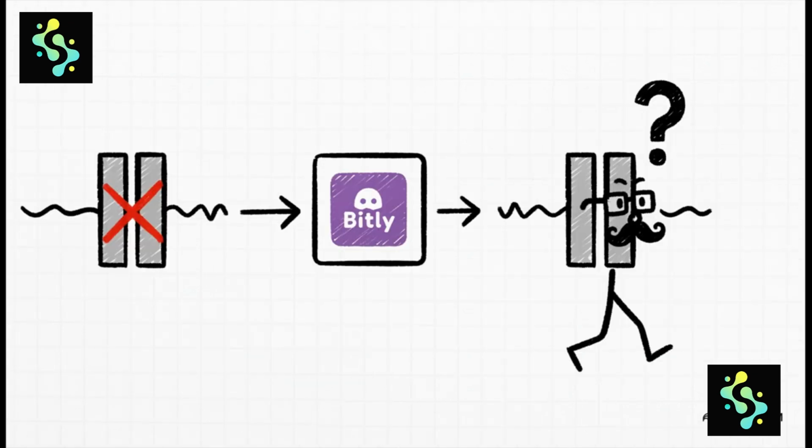And finally, the URL shortener. This one is almost laughably simple, but you'd be surprised how often it works. A filter might be programmed to block one specific URL. So you just run that URL through a service like Bitly, and it creates a brand new link that the filter doesn't recognize yet. Easy.